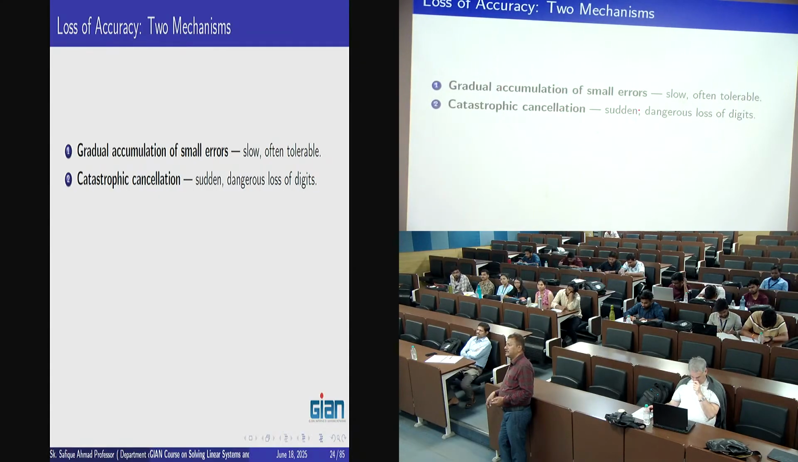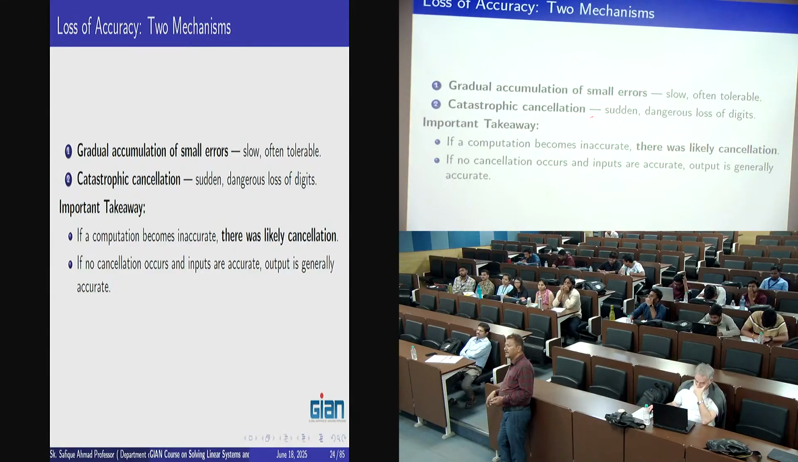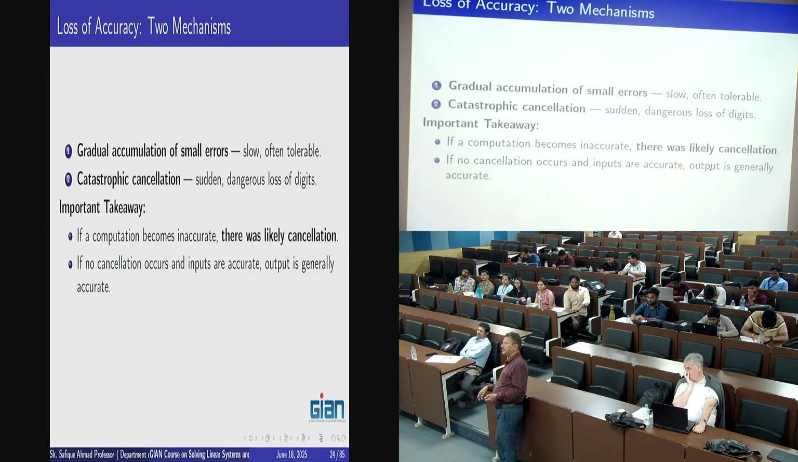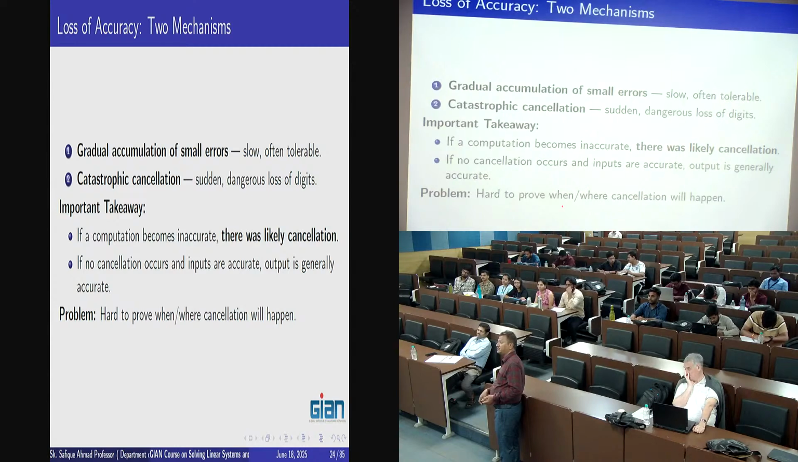Gradual accumulation of small errors is slow, often tolerable, and then there is catastrophic cancellation. If you do cancellation you will get this error, a sudden dangerous loss of digits will happen. So, that kind of cancellation if you do, then you can get the dangerous loss of digits. If a computation becomes inaccurate, there was likely cancellation. If no cancellation occurs and inputs are accurate, then you will get generally accurate results. So, it is hard to prove when and where the cancellation will happen.